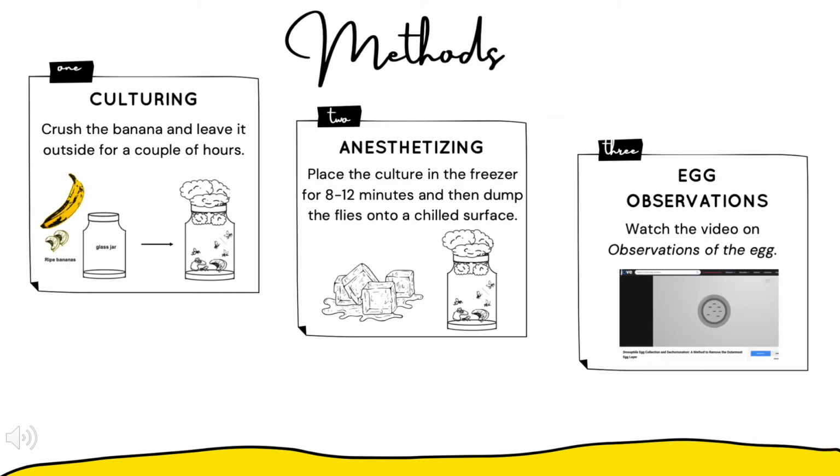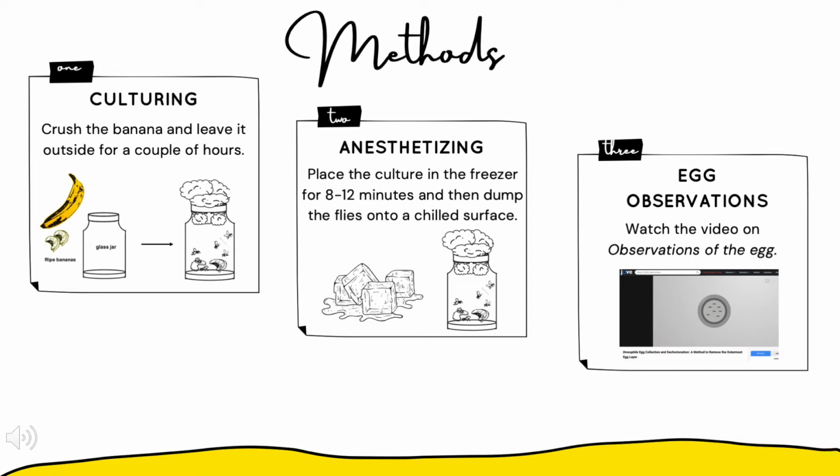This activity was done in three phases. First is the culturing of Drosophila, second is anesthetizing by cooling, and lastly is the egg observations. For culturing, banana pieces were placed inside the bottle to attract the flies. After waiting a couple more hours, the jar was secured with a paper towel. After collection, the fruit flies were observed and documented for at least 10 days to visualize their life cycle.